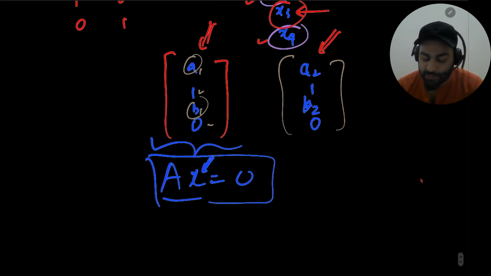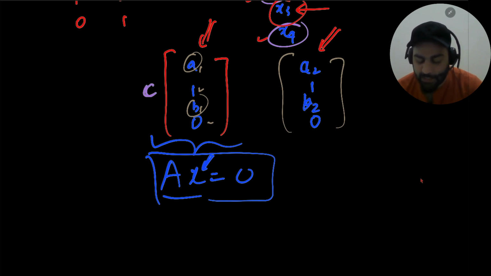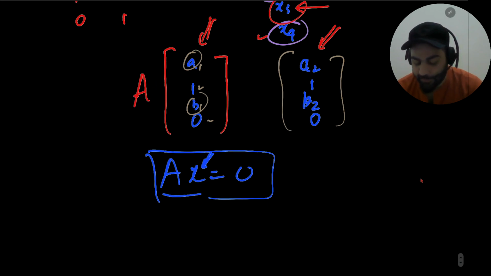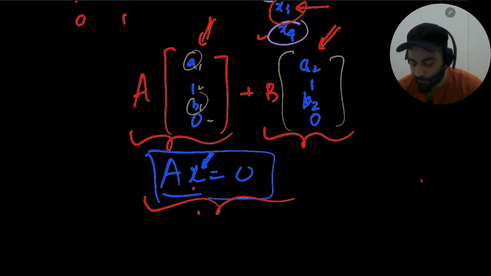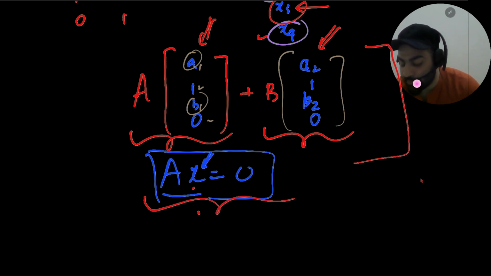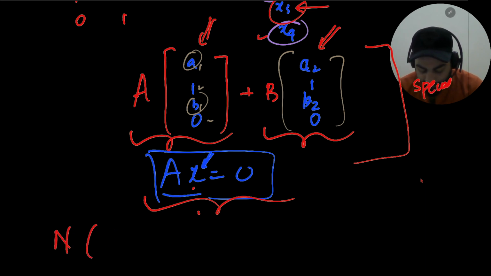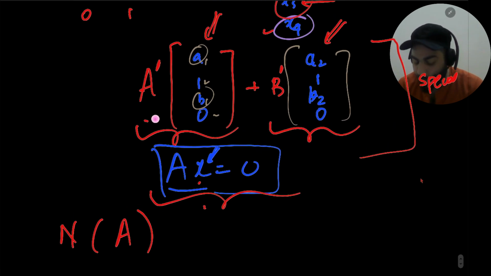If you scale this vector by a factor of, let's suppose, capital A, you know that it will again take this equation to 0. This also will be a solution to this equation. Similarly, if you scale this vector with b, the scaled vector also will be a solution. And if you take a linear combination of these two, it still will be a solution of this equation. This is what we call a special solution, and this is the null space of our matrix A. Let me represent the coefficients as A dash and B dash. So the null space of A is the combination of these two vectors.